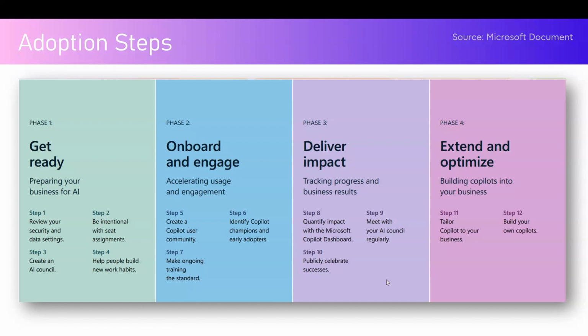Step 6 is all about identifying the Copilot champions and early adopters. When you start implementing Copilot, you may find there are people who are completely aligned, people who are completely misaligned, or people who are just okay with this journey. So, you need to identify the Copilot champions and early adopters who will act as influencers for implementing the AI strategy within your organization, because these people will propagate and disseminate that information within your organization and then promote AI for good.